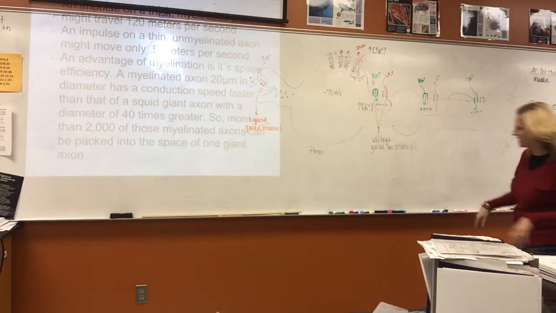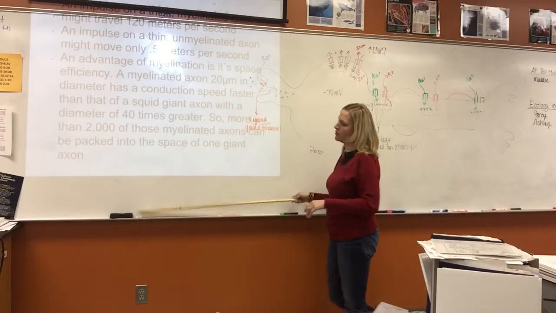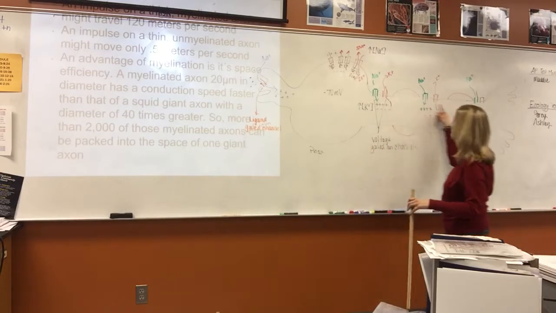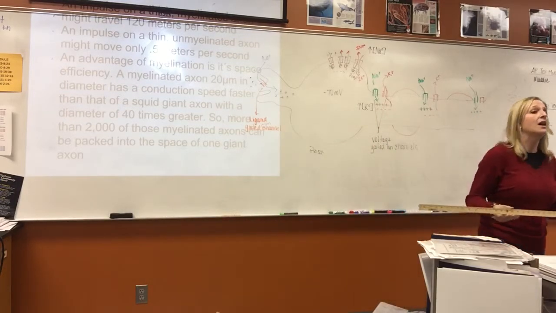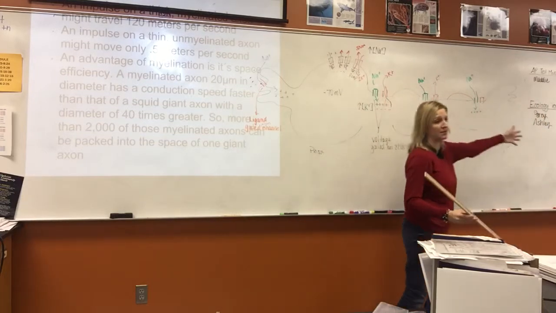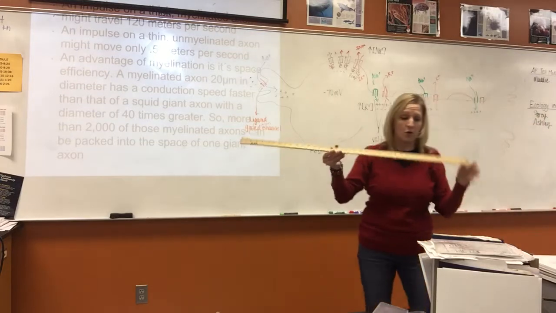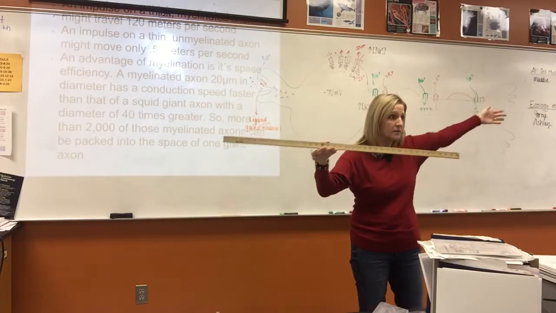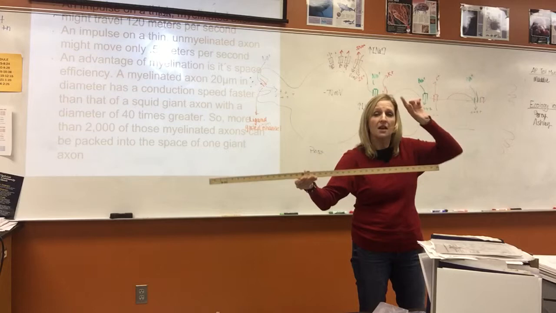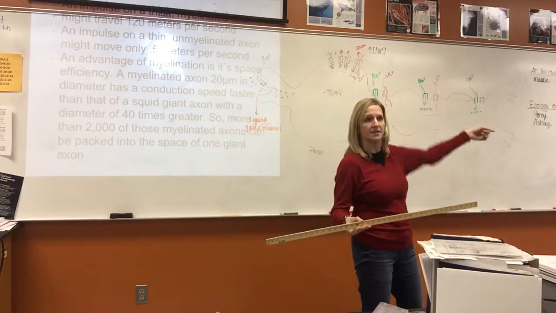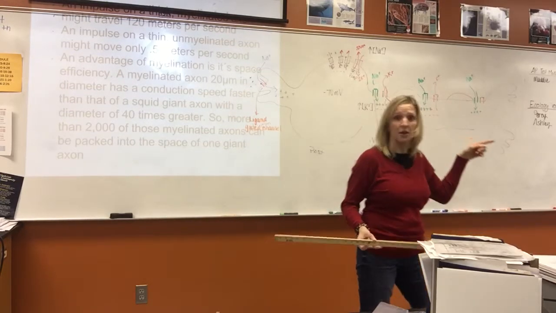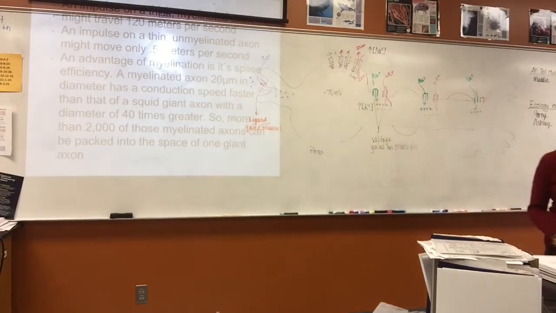So the first bullet's kind of cut off, but it talks about how if you have an axon that's myelinated, an average speed at which the impulse travels down the axon is 120 meters per second. So here's a meter stick in your mind, times 120 meters in 1 second. That's how fast the signal travels. You can't even fathom how fast that is. All right, so very, very quick.